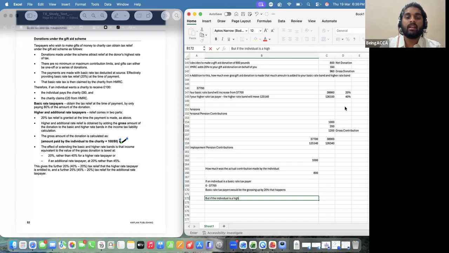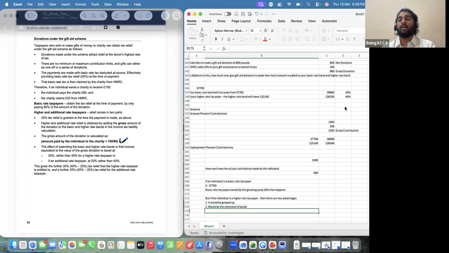But if the individual is a higher rate taxpayer, then there are two advantages. One would be that it would be grossed up. And the second one, what we have discussed, would be the extension of bands.